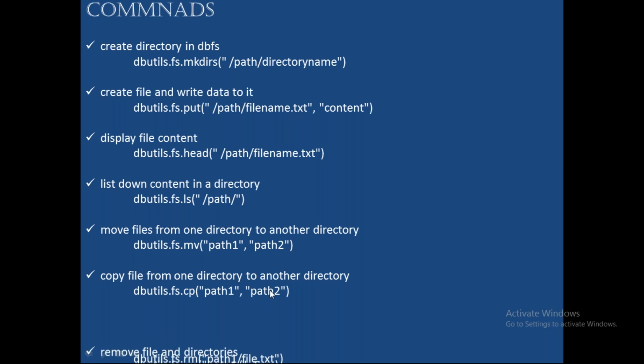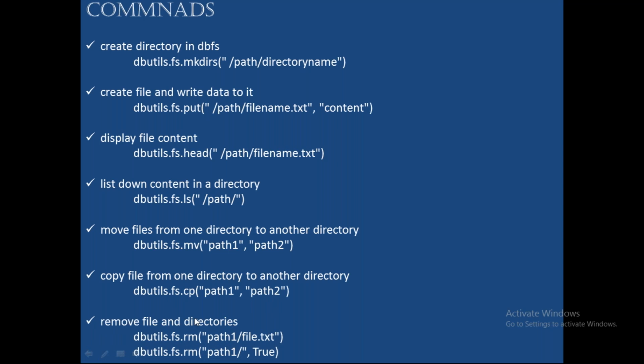Okay, next. Remove file and directories. How we are going to remove is dbutils.fs.rm path1/file.txt. In this case, what happens? Only file.txt will be removed.